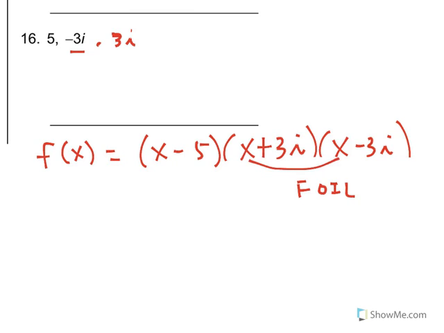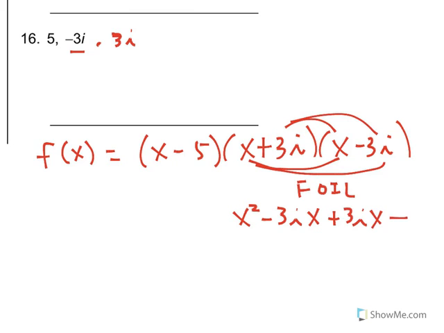So the first term we have x times x, which is x squared. Then the outer term will give us minus 3ix, and the middle terms will be plus 3ix. And finally the last term is negative 9i squared. And since the middle terms are opposites of each other, they will cancel each other out.